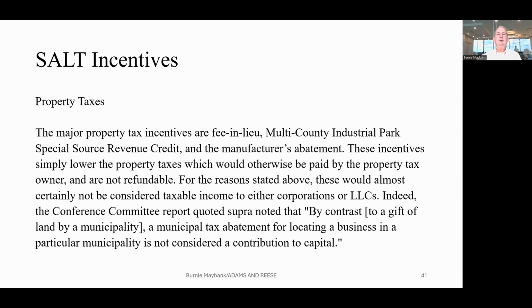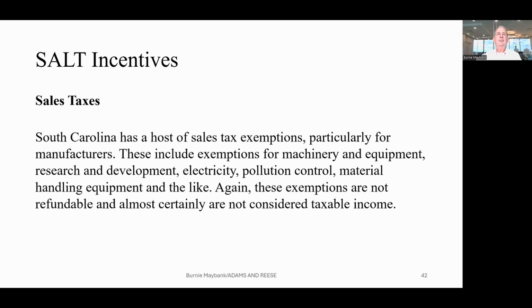And the conference committee report to the huge bill noted, by contrast, that being given land by a municipality is a contribution to capital, whereas a municipal tax abatement for locating a business in a particular municipality is not considered a contribution to capital, and it's not subject to income taxes.